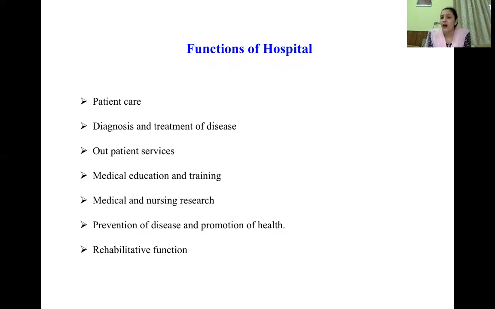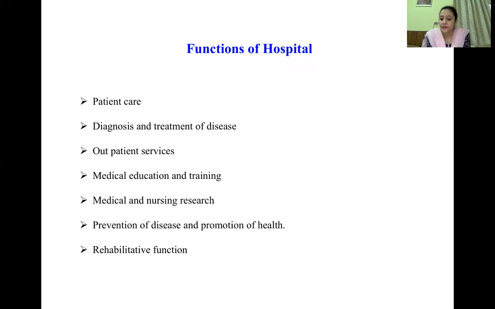Next topic is what are the functions of hospitals? The first function, which is the primary function of the hospital, is to provide patient care. It refers to any type of care given to the patients by the health team members, for example physicians, nurses, dietitians. All the care provided to the patient is the primary function of the hospital. Second function of hospital is to diagnose and finally treat the patient. It provides the diagnosis and treatment of diseases of the patient, both inpatients and outpatients.